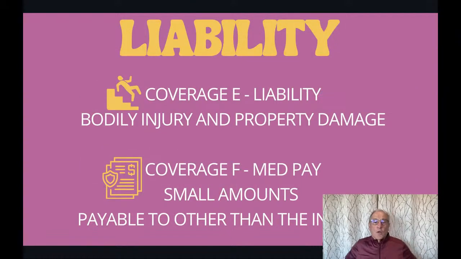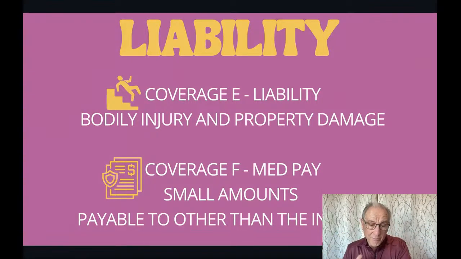Now we get to the new ones. What makes homeowners different than dwelling is it has liability coverage E and F. What is liability coverage? Liability coverage is when you damage other people's stuff or you damage other people's bodies and they need medical care. The insurance company is actually going to be paying not the insured, but the person the insured damaged. It protects you from lawsuits when something happens that is your fault.